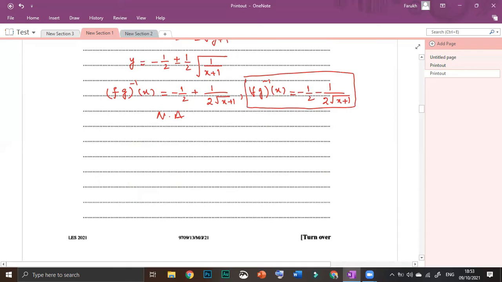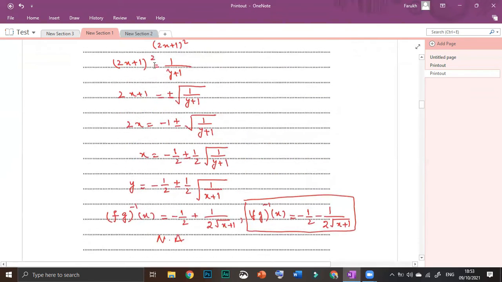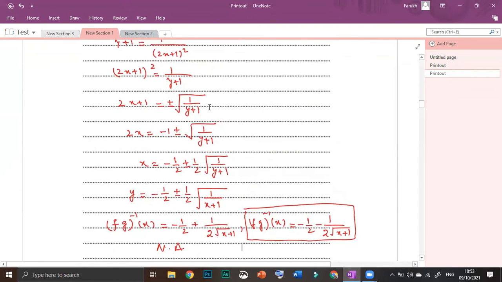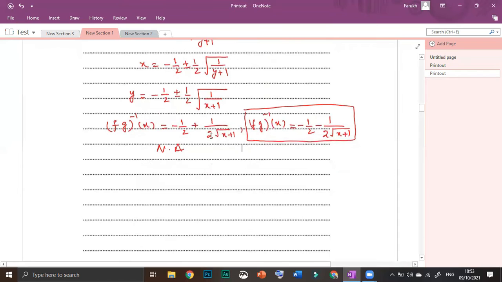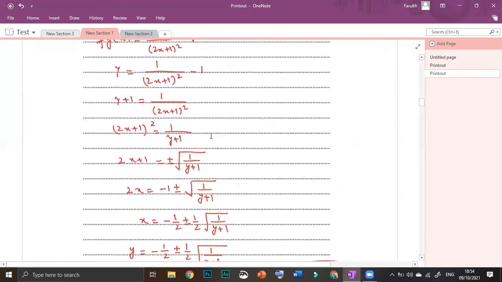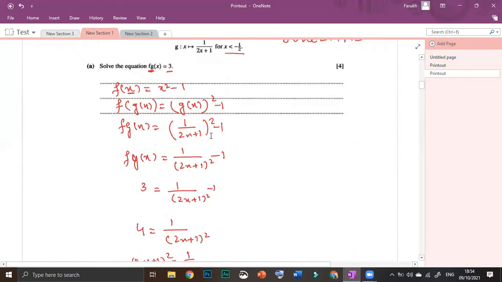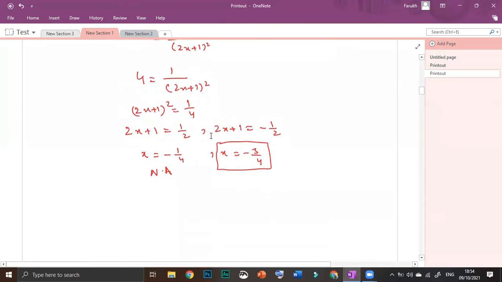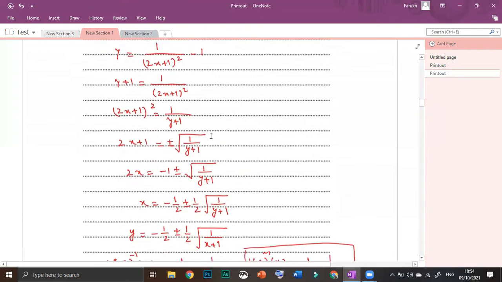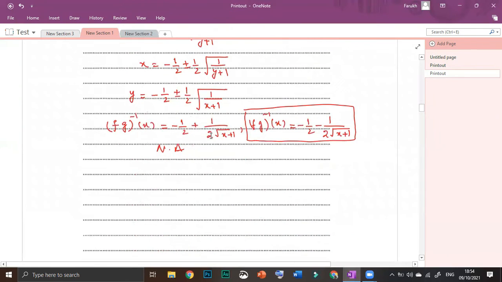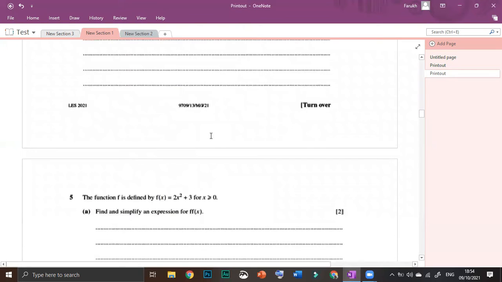Now the important points are: always put a plus minus sign while taking a square root. Number two, always check the domain to select the inverse function. The domain of f is the range of the inverse function. Now we will move to the next question.